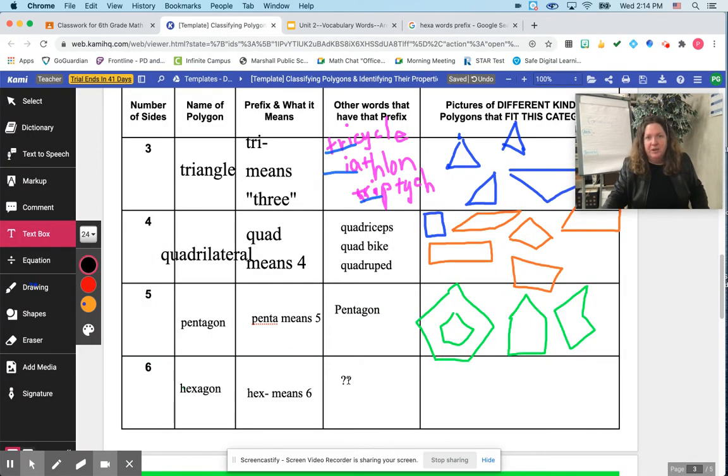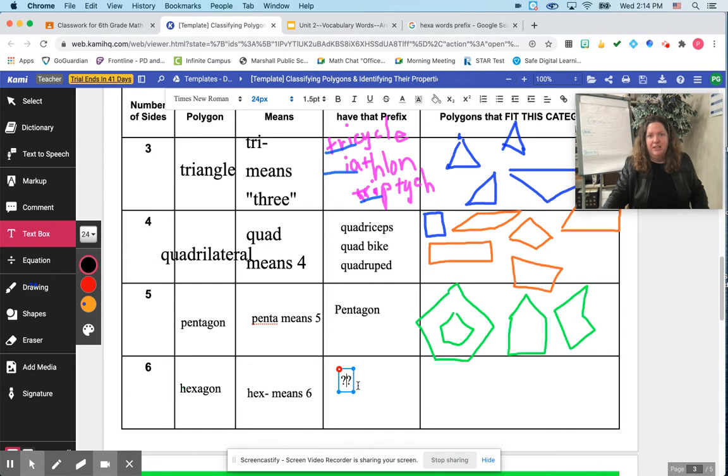So I just have to remember that hex and 6 both have X's in them. So I'm going to put a question mark, and then I'm also going to say both hex and 6 have an X. That's how I'm going to have to remember it. Maybe if you own a quad bike, you know it has 4 wheels, and that makes it easy for you to remember. Quadrilateral has 4 sides. We don't have words like that for hexagon, but maybe you can remember that hex and 6 both have an X in them, and that can help you remember that.